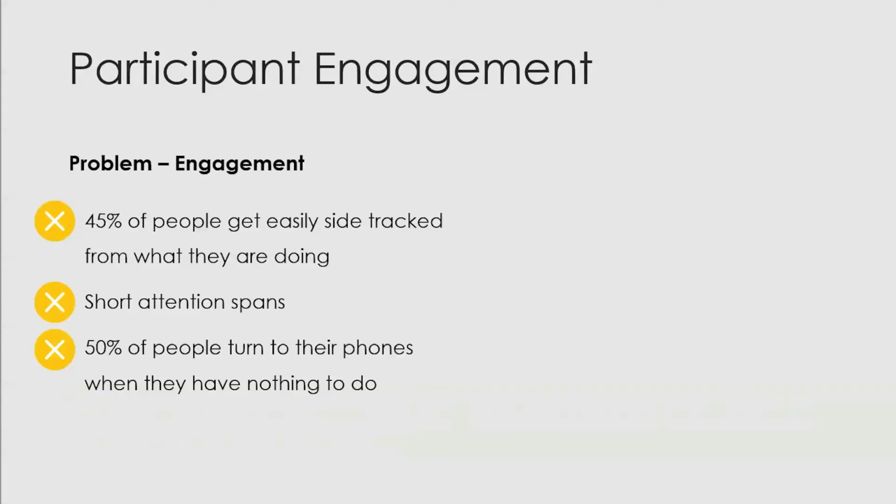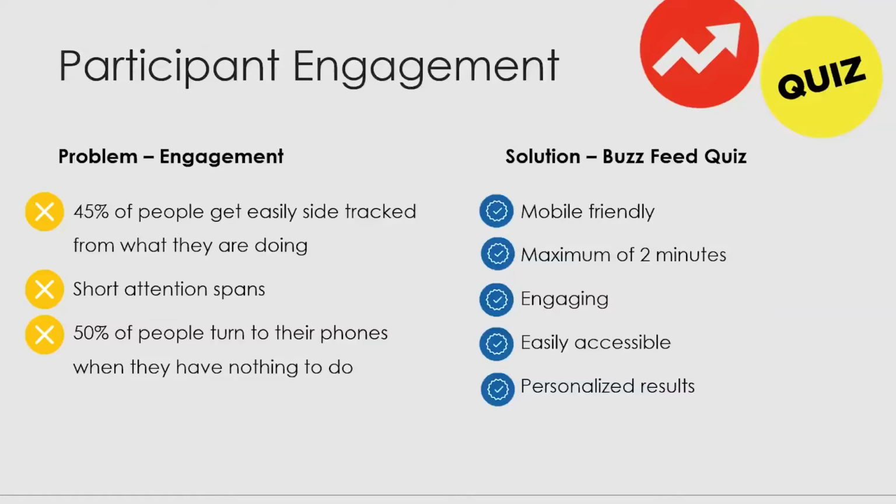So once we have found our participants and they have given their consent, the next challenge is keeping them engaged. We've found from our research that 45% of people get easily sidetracked from what they're doing. I know I definitely do. They have short attention spans, and up to 50% of people will turn to their phones when they have nothing to do. So our solution to this was to make a fun and interactive quiz, kind of like BuzzFeed.